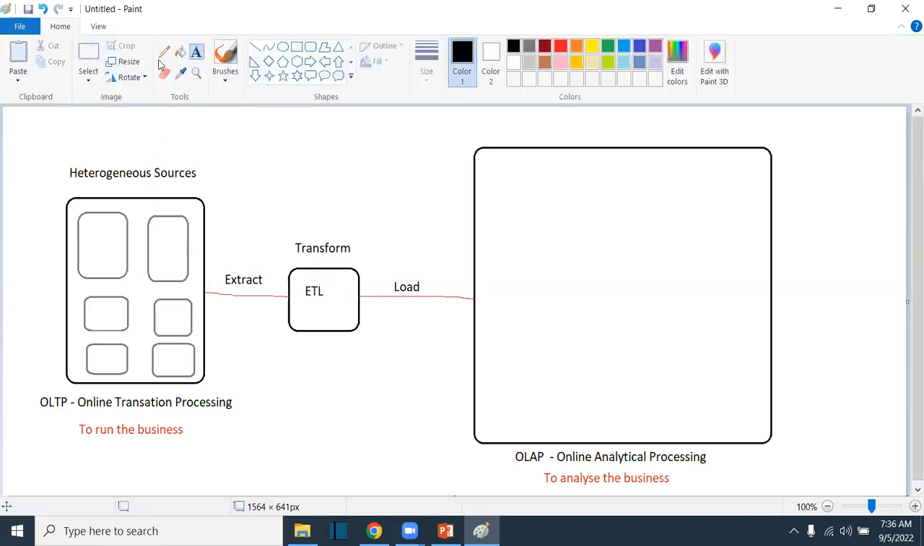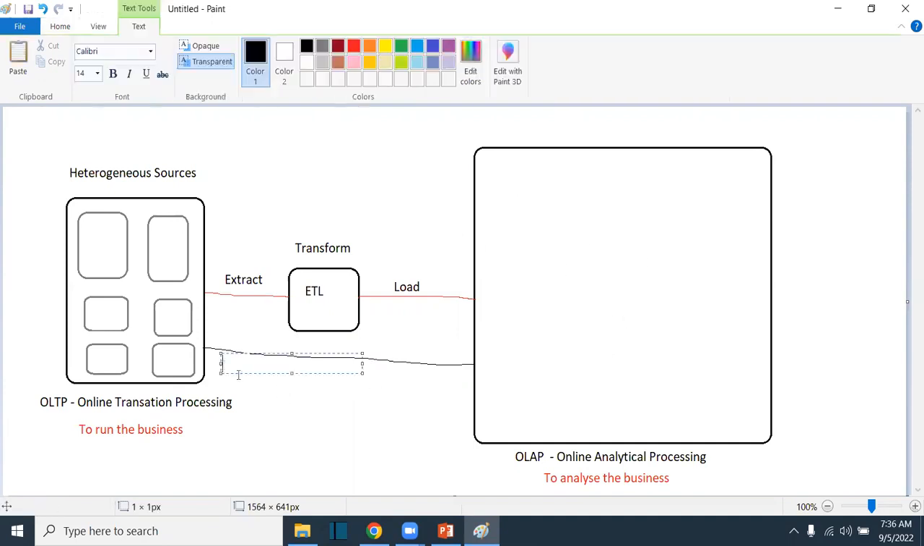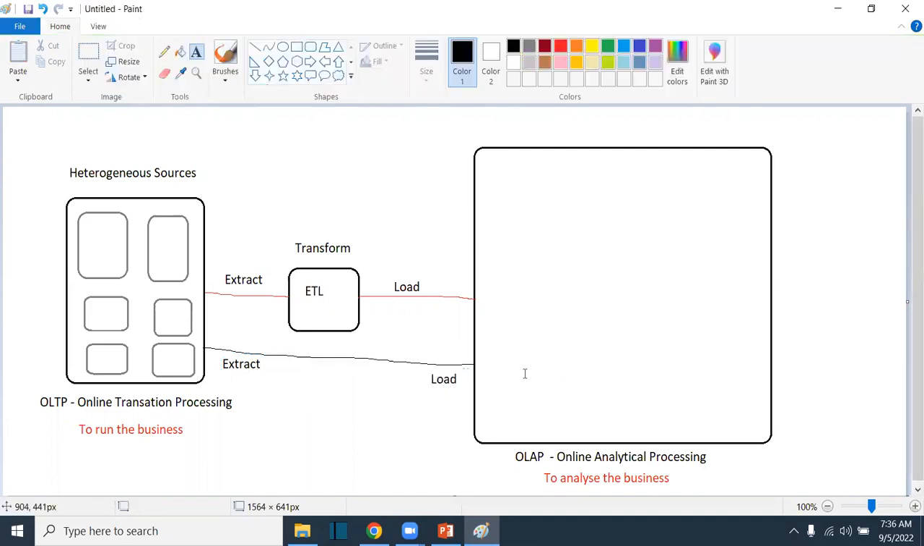ELT process means you extract the data like a replication server. You do replication, extract the data, load it into the data lake or data warehouse, and then the raw data will be loaded here. After that, we will process it. So that is called the ELT process. Extract, load, and then process it.